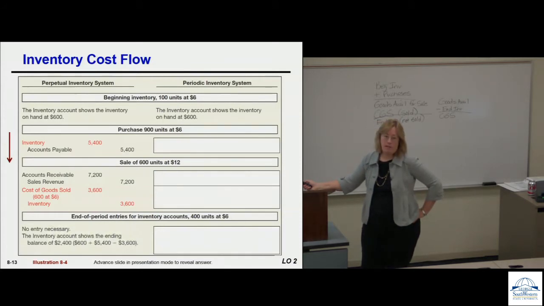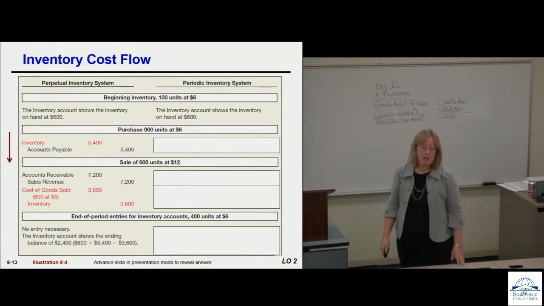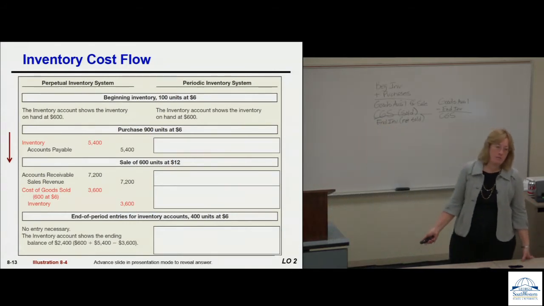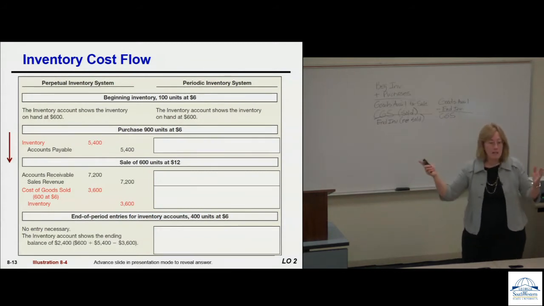Yes? Why did they do 600 at $12 instead of at $6? We sold it for $12, but the cost was $6. Oh. Yeah. So the customer paid us $12. Yeah, so you're right. The amount of the sale is going to be different than the amount of the cost.